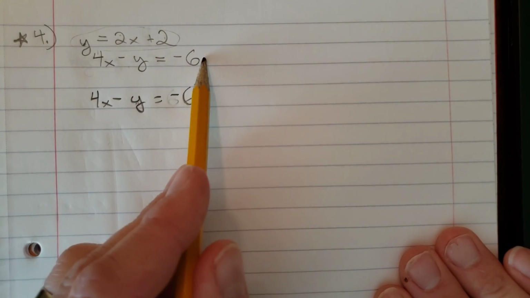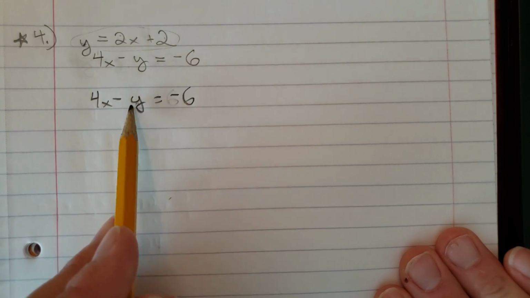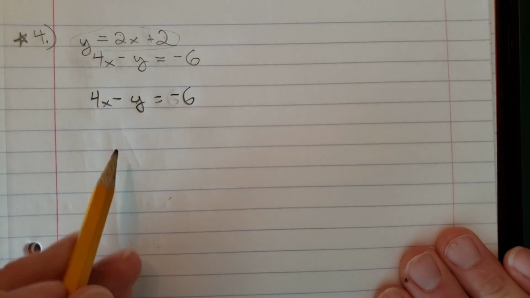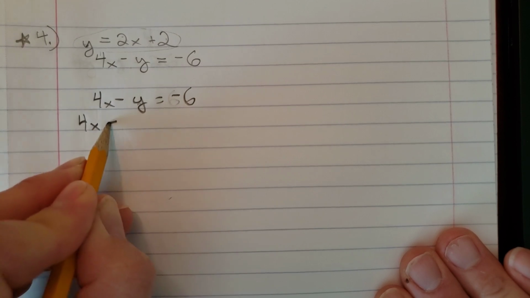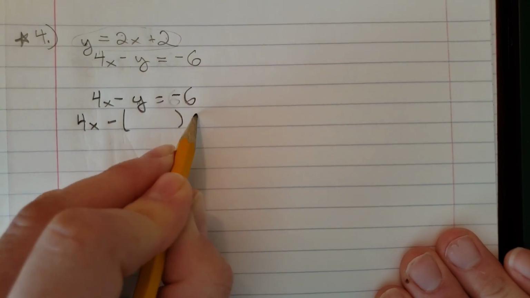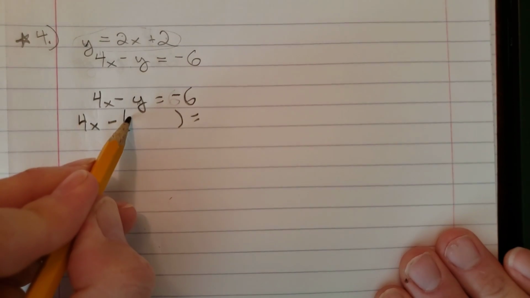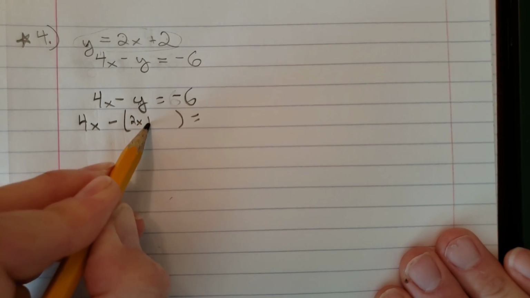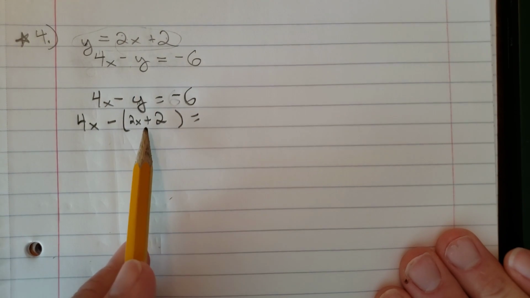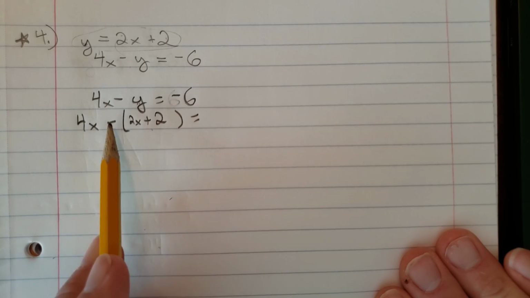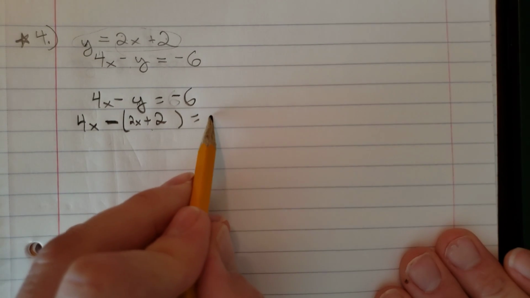But if I choose this equation, the y is already isolated, so I can replace the y in this equation with the 2x plus 2. So I got to spread this out nice and neat. Now this is going to be tricky. Whenever I substitute in one of these longer expressions, I need to put it in parentheses, especially if there's a minus sign before it.